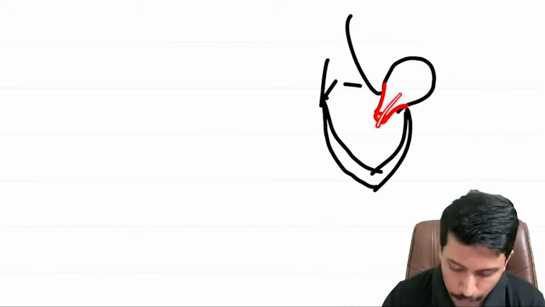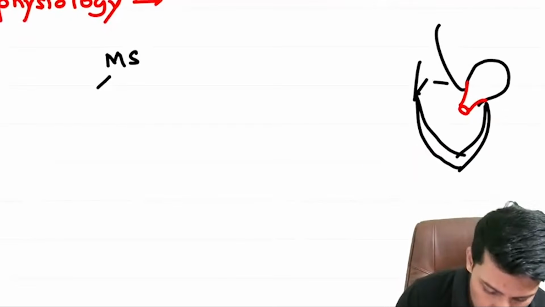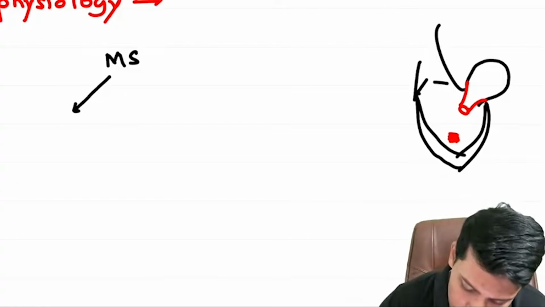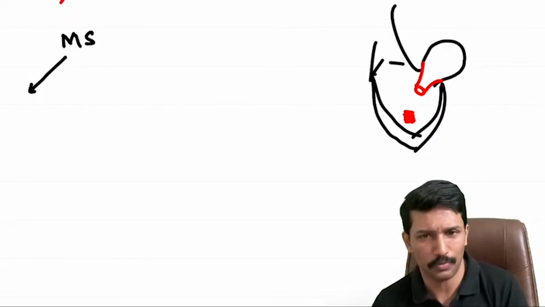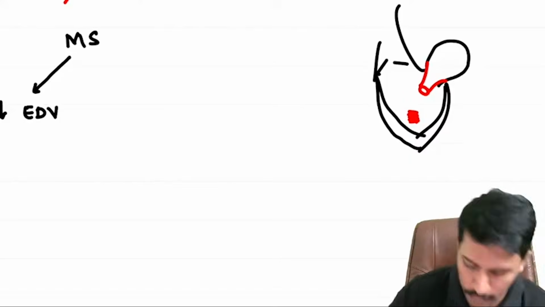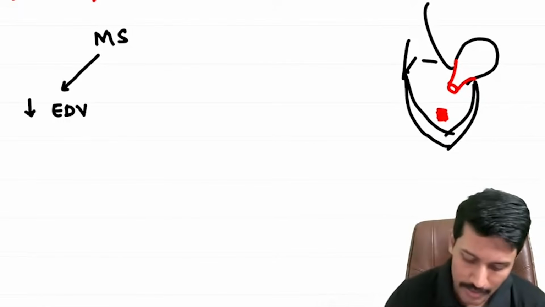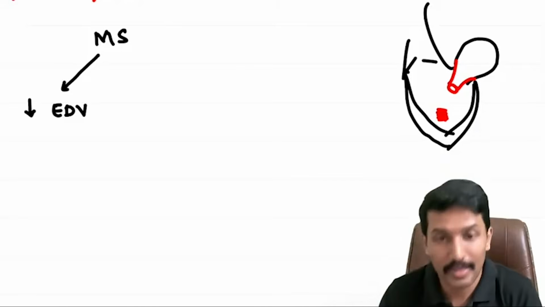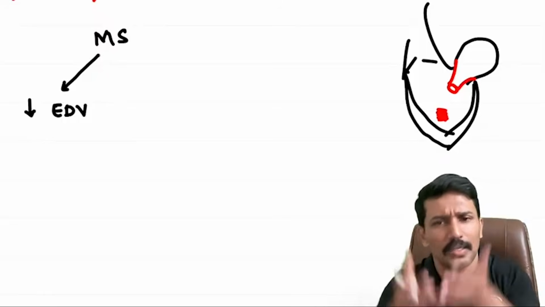Because of the narrow opening, the filling of the left ventricle during diastole decreases. So if the filling of the left ventricle during diastole decreases, I have less blood in the left ventricle at the end of the diastole. And what is that volume called? End diastolic volume. So mitral stenosis leads to a decrease in the end diastolic volume, because I could fill only a less quantity of blood. And if the end diastolic volume is less, I already have less blood in the ventricle. And when I eject this blood into the aorta, I had less, so I will eject less.